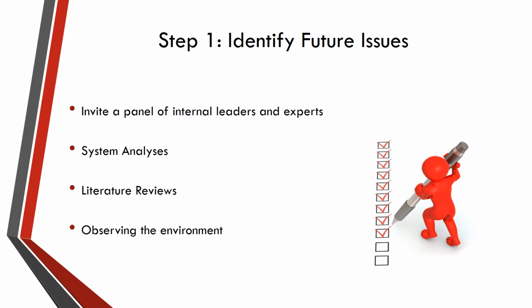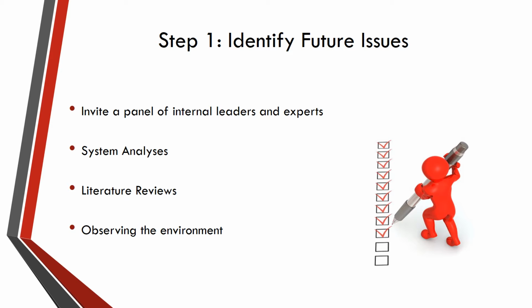The first step is to identify and prioritize issues likely to confront the decision makers served by the information system. Invite a panel of internal leaders and external experts that are familiar with the organization, as well as with the environment the organization is in. Ask the panel to identify strategic issues that the organization will face in the next 2 to 5 years.